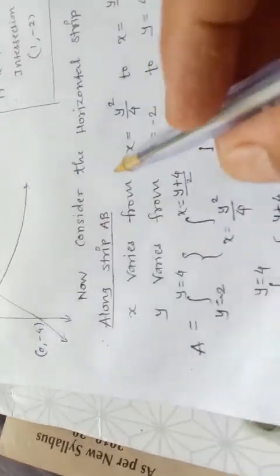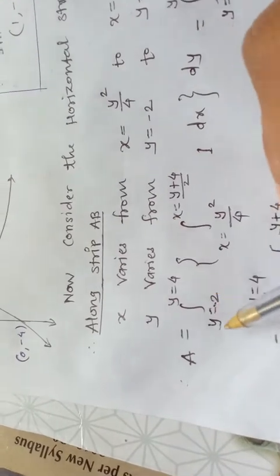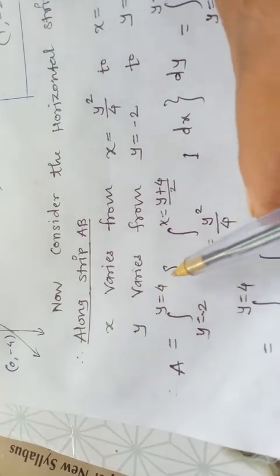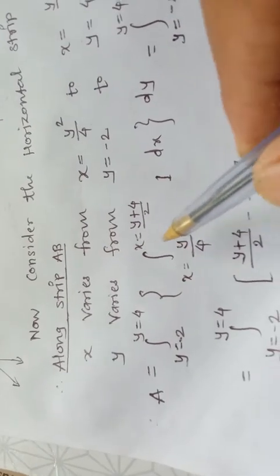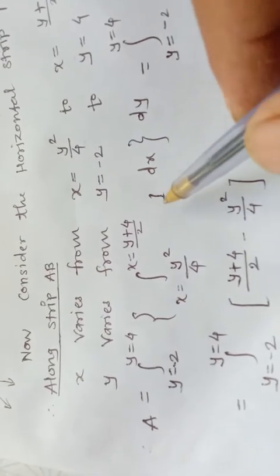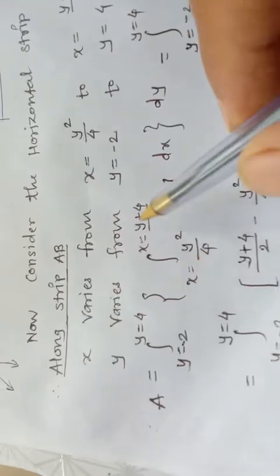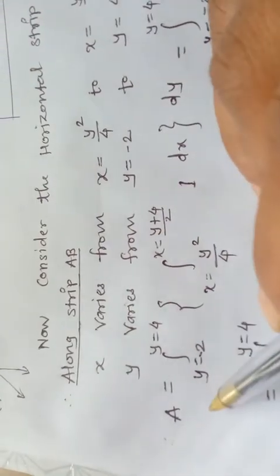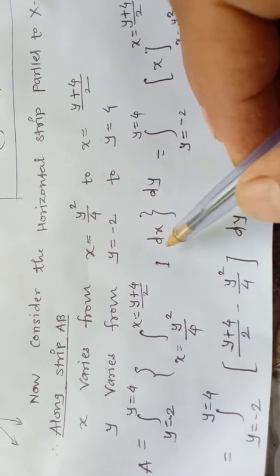Therefore I am using the second formula, that is the integral from y equals -2 to y equals 4, and the inside integral is from x equals y square upon 4 to x equals y plus 4 upon 2, and the value of f of x y is 1, dx dy. And after solving this double integral, we will get the area. Therefore first of all we are solving this inside integral.